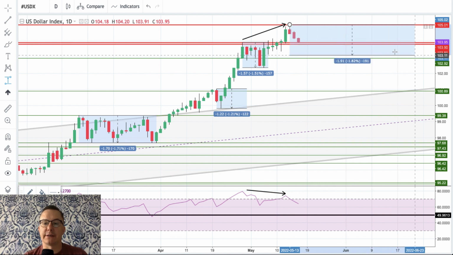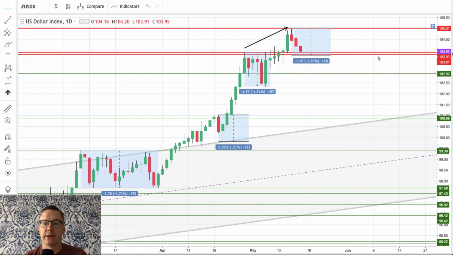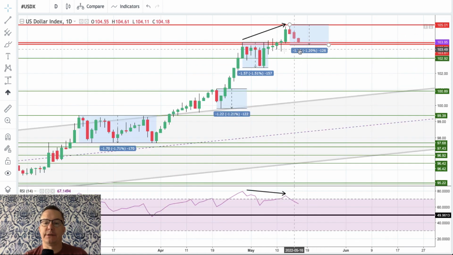Where is the next technical support? Of course, the next technical support is 103.90 and 103.95. This is the zone that is being tested right now. Today's low is 103.91. So that's fine.